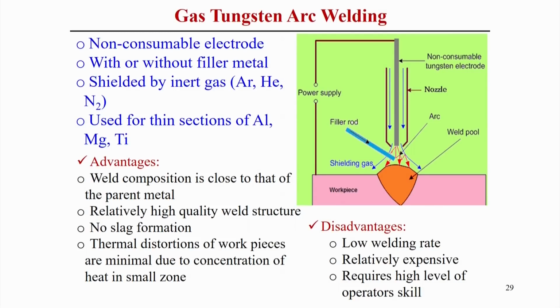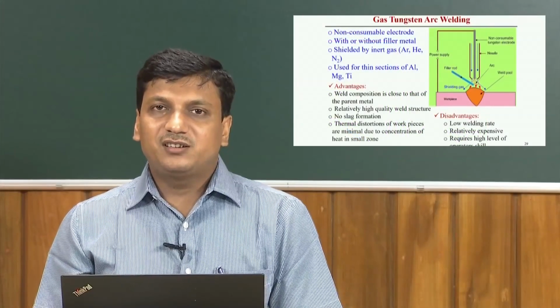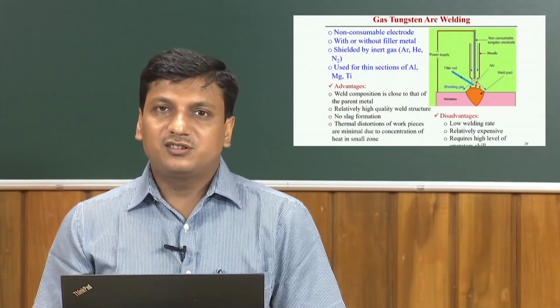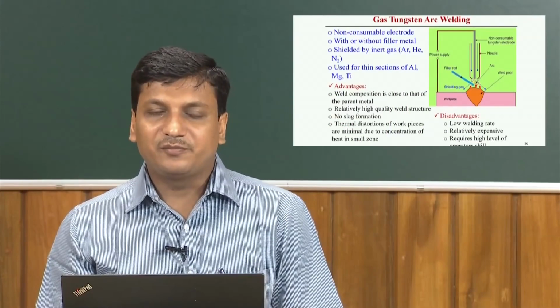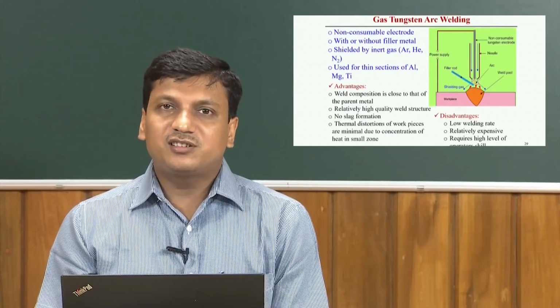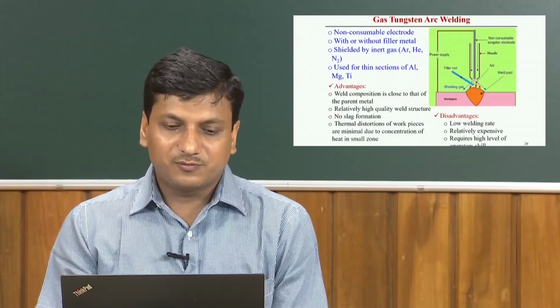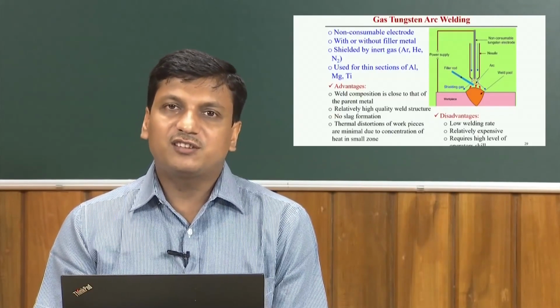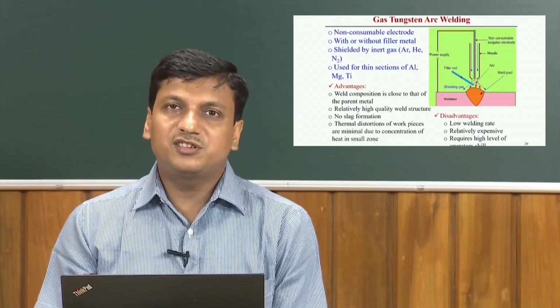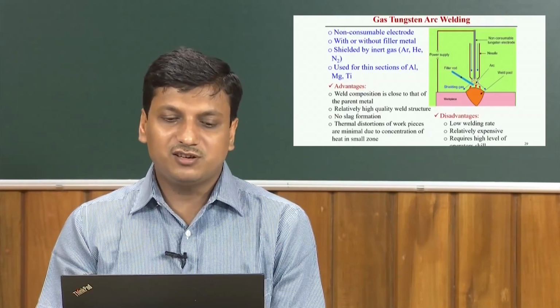So the material composition is almost the same as that of the parent material, but of course the solidification behavior of the specific material may bring some structural difference from the base material, though the composition may be the same. Relatively high quality welded structure is possible. There is no slag formation as compared to other welding processes, since we are using only shielding gas, and it does not become part of the final weld joint.